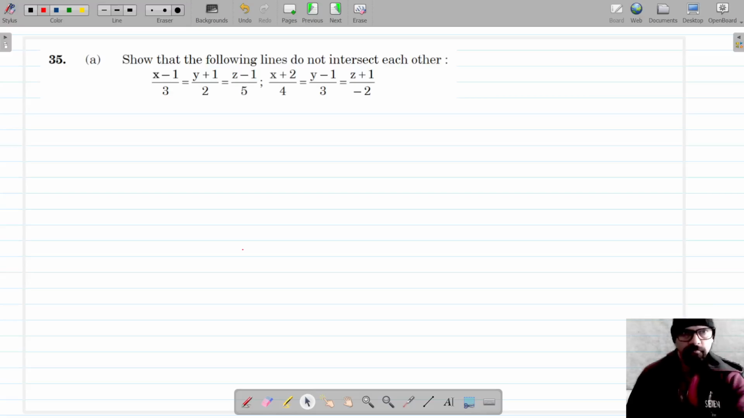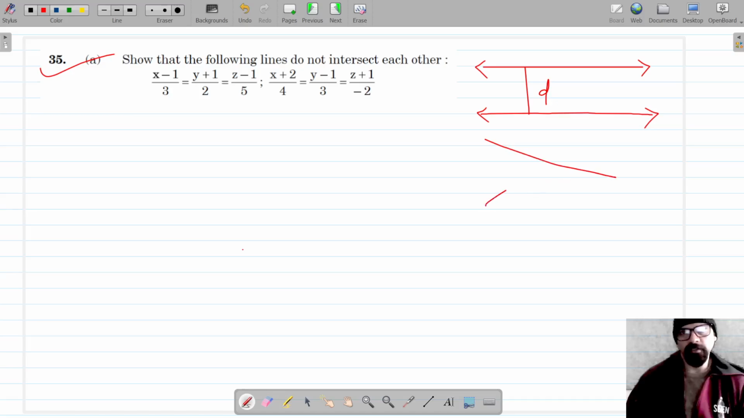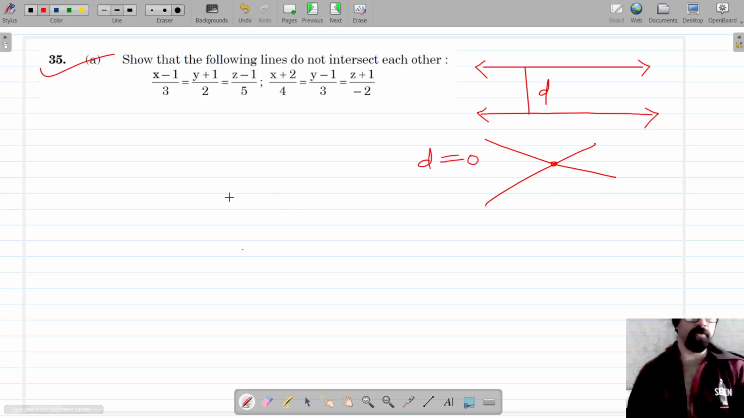Okay, for question number 35, part A, we have to show that the following lines do not intersect each other. If the lines do not intersect each other, that means there is some distance between them. If they do not intersect each other, they are either parallel or skew and there is a distance between them. And if somehow they intersect each other, the shortest distance between them should be equal to zero, because they are intersecting at a point.